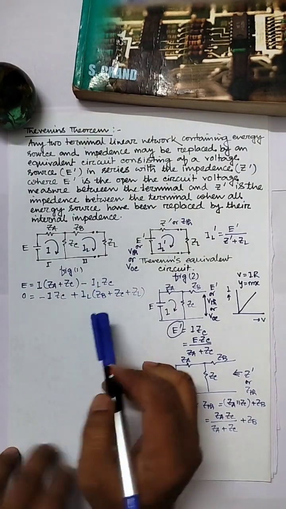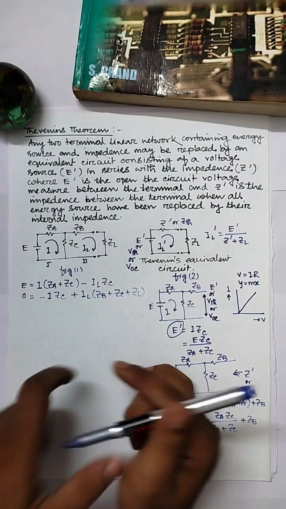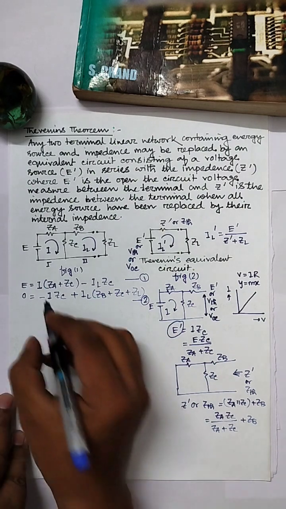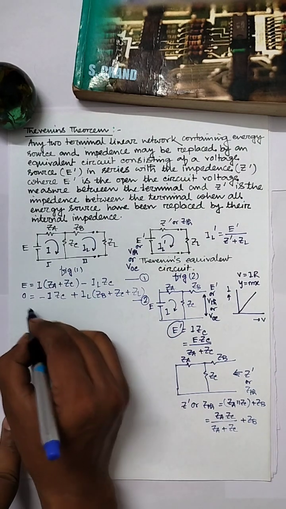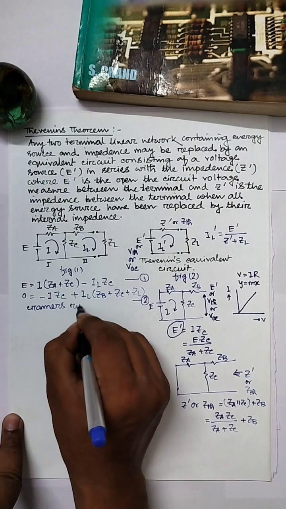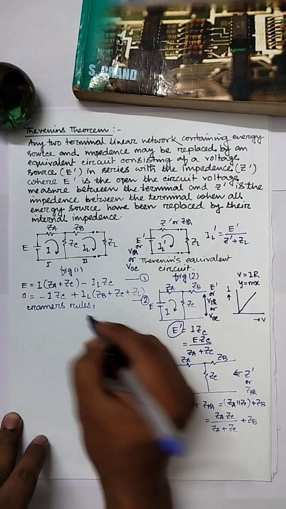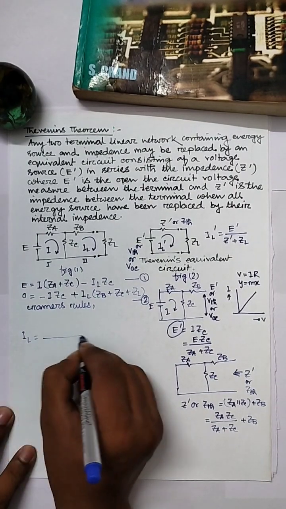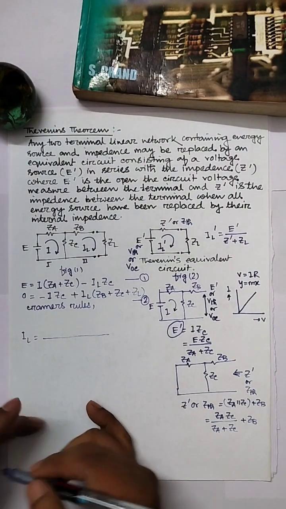Now solve these two equations, equation 1 and 2, by using Cramer's rule. Solve these equations by using Cramer's rule. We find the value of IL.